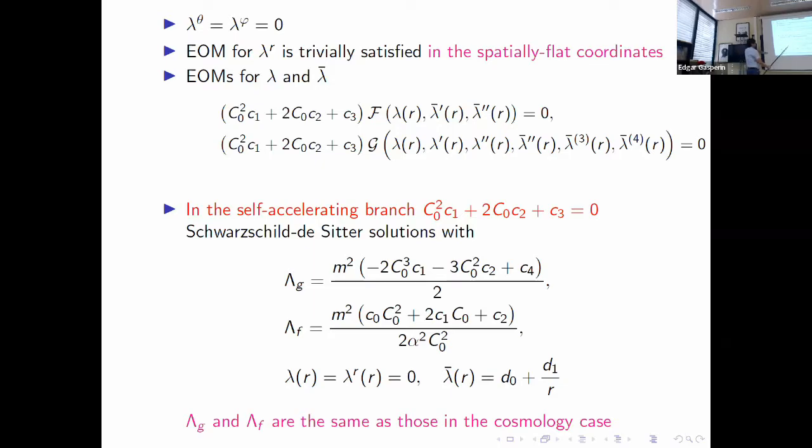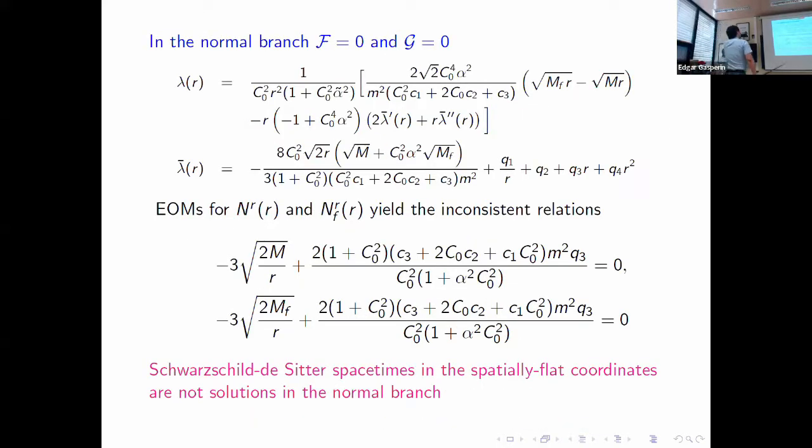But then, if we substitute them in under this condition, what we get is effectively lambda g and lambda n. But these lambda g and lambda n are basically identical to those obtained in the cosmology. We also get such a trivial solution for the Lagrange multiplier when we impose the gravity over lambda r and lambda bar as a logarithm. But if we consider the normal branch given by this equation, then we obtain another non-trivial form of lambda and lambda bar.